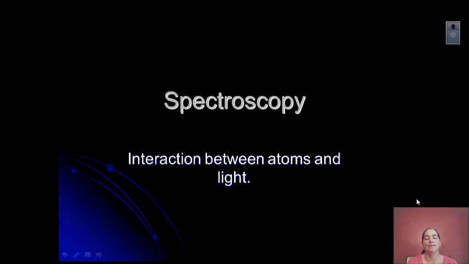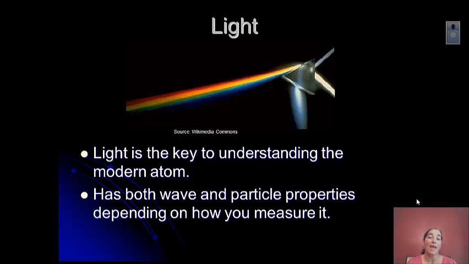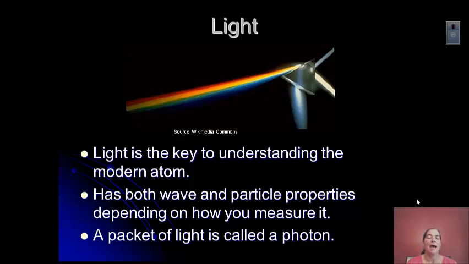So let's talk about the interaction between atoms and light. Light is really the key to understanding our modern version of the atom. Remember, we talked about that cloud model of the atom. It has wave properties, but it also has particle properties depending on the way that you measure it. And we call a packet of light a photon. So any of you Star Trek fans, photon torpedoes, that's what they are.